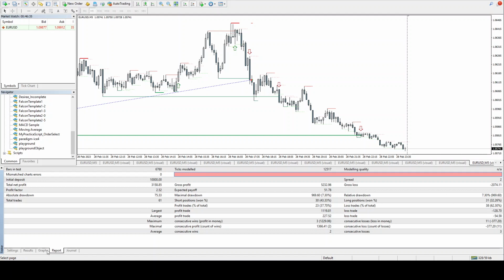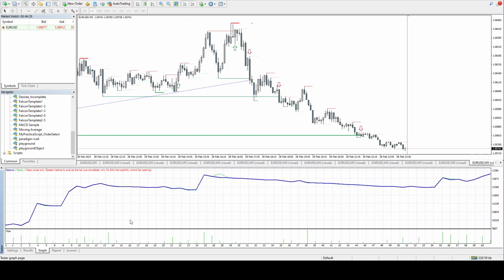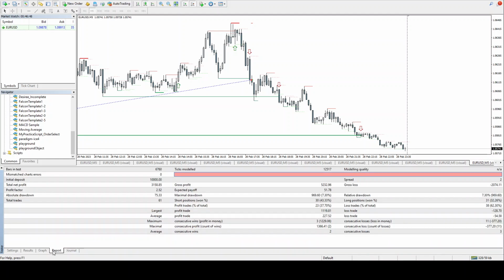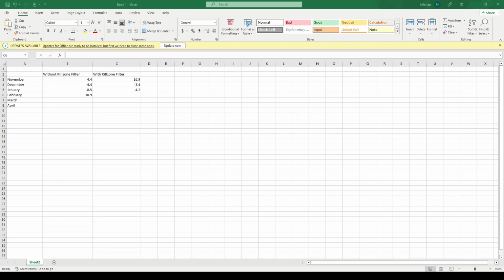All right, so this is really nice. I love this. Okay, so 31.58%. So I'm going to go ahead and record that on the Excel. 31.58.